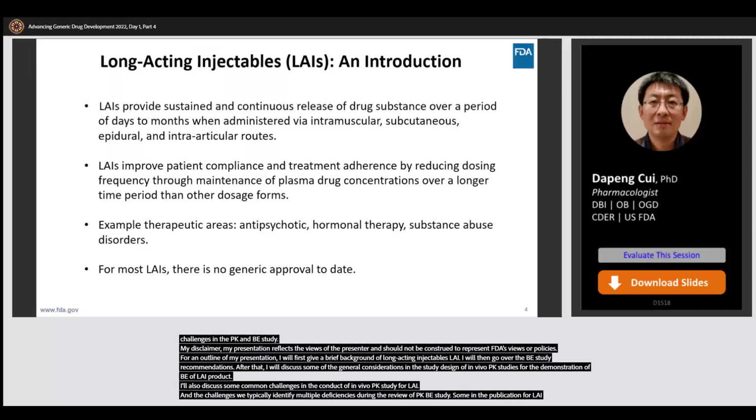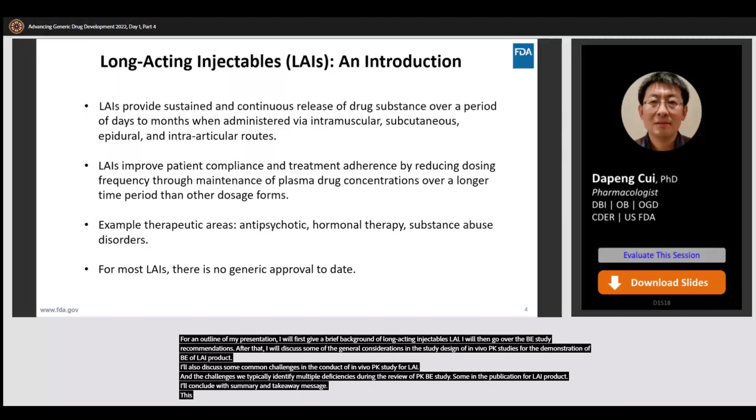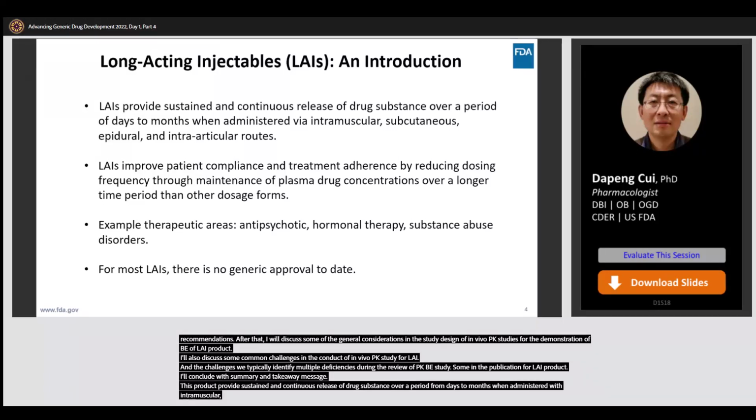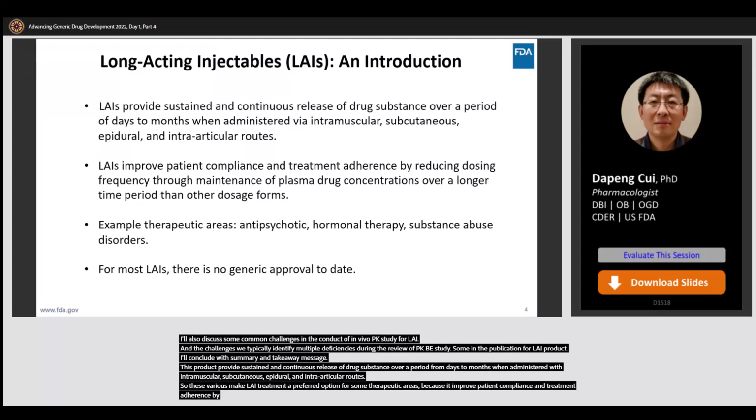So one special characteristic of LAI product is that this dosage form provides sustained and continuous release of drug substance over a period from days to months when administered via intramuscular, subcutaneous, epidural, and intra-articular routes. So this release characteristic makes LAI treatment a preferred option for some therapeutic areas because it improves patient compliance and treatment adherence by reducing dosing frequency through maintenance of plasma drug concentration over a longer time period compared to many other dosage forms.